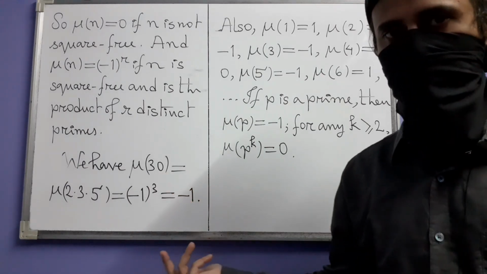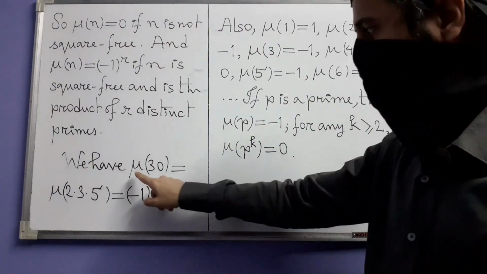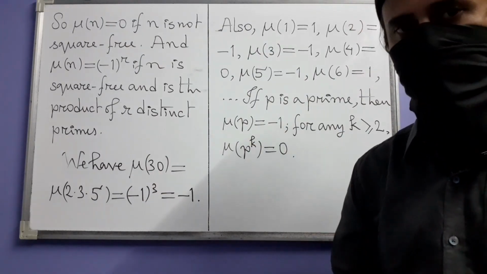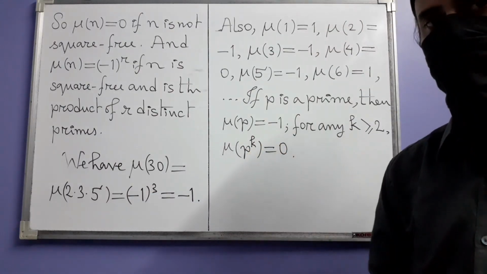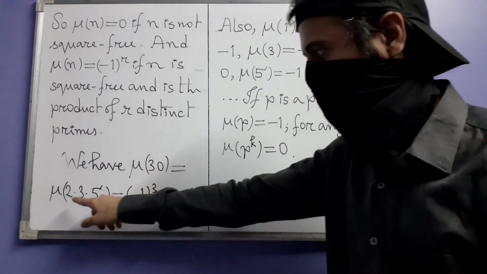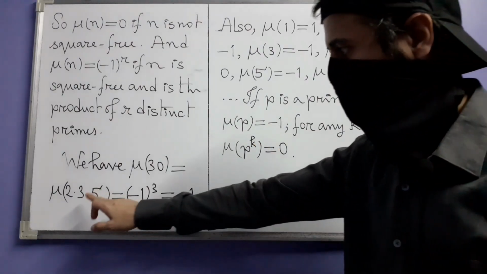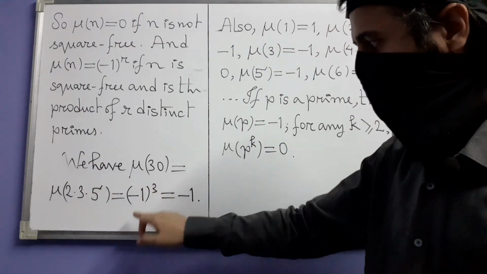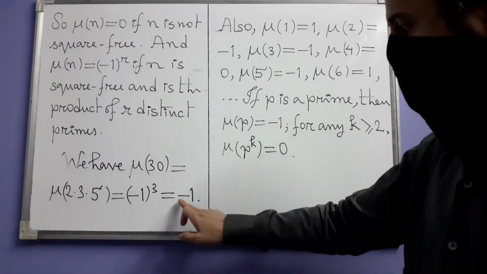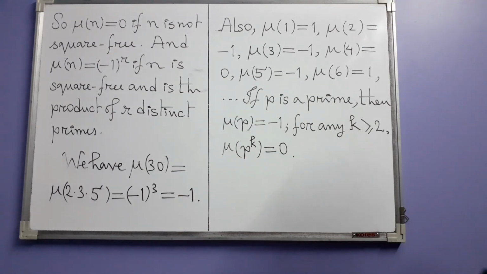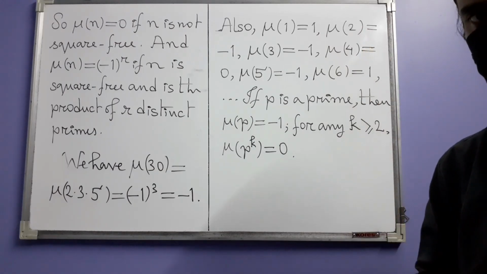This is a small example illustrating this part of the definition. Say you want to calculate mu of 30. 30 has the prime factorization 2 times 3 times 5. So 30 is a product of 3 distinct primes. By the definition of mu, the mu value of 30 is the cube of minus 1, because the number of distinct primes here is 3. So the value is minus 1. Mu of 1 by definition is already 1, it comes directly from the definition.